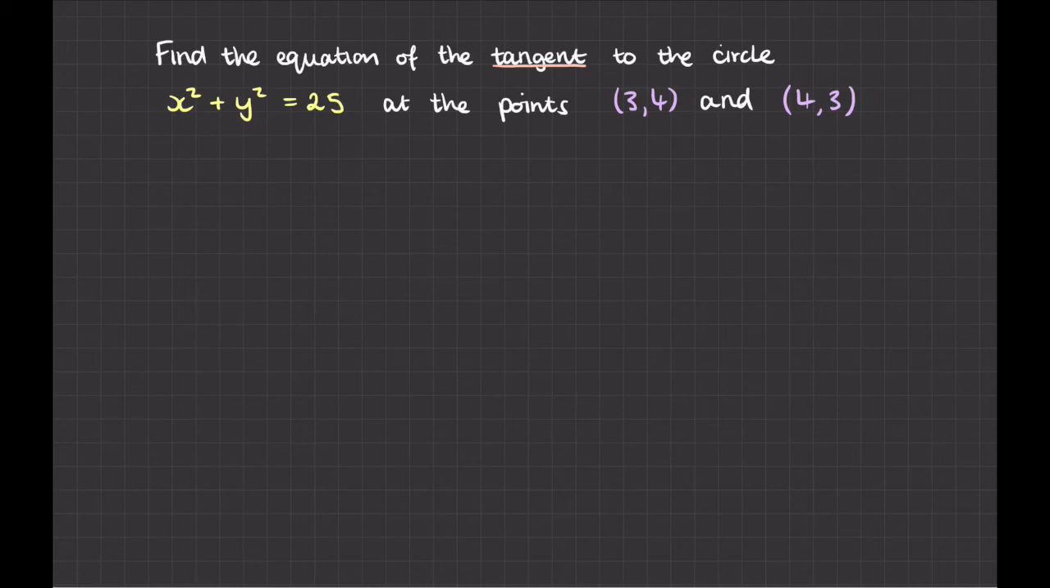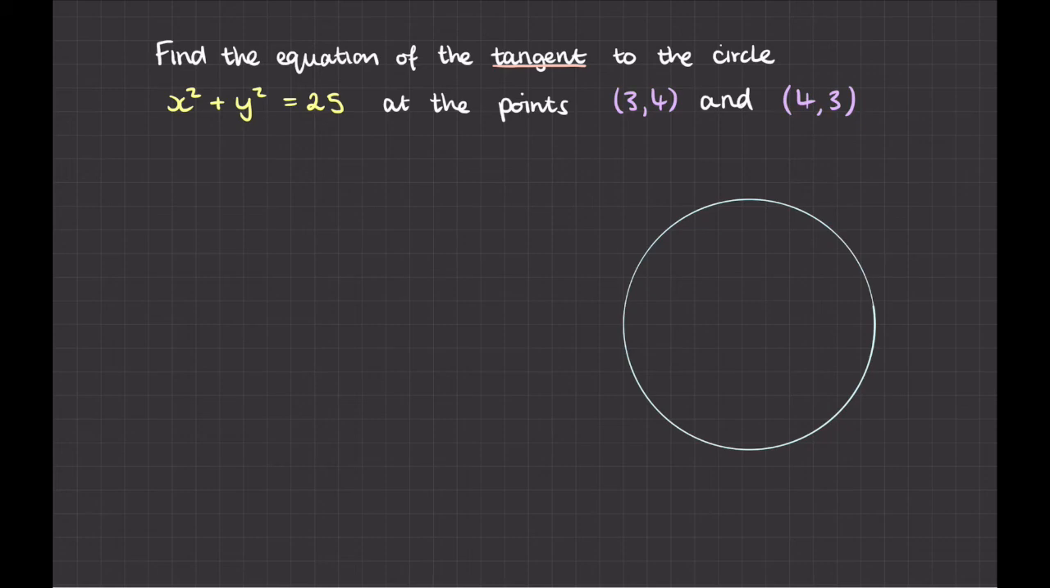Okay, so I've received a request to go over this question, and let's just have a look at this then. We've got to find the equation of the tangent to the circle x squared plus y squared is equal to 25 at the points (3, 4) and (4, 3). So what we'll do to get started with this is we'll quickly draw a little sketch of what's happening.